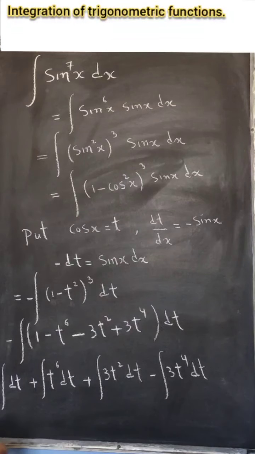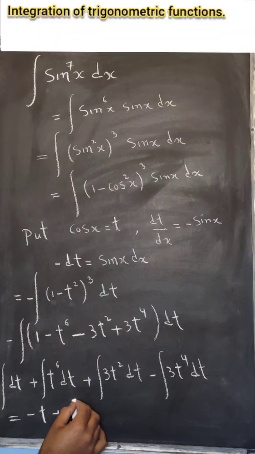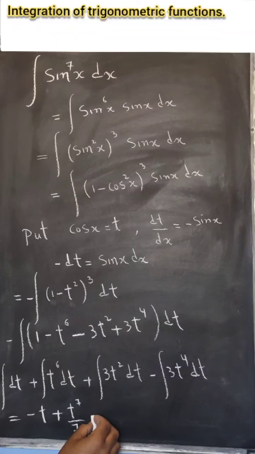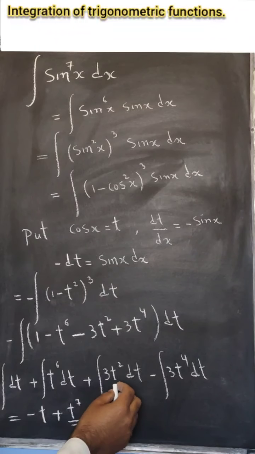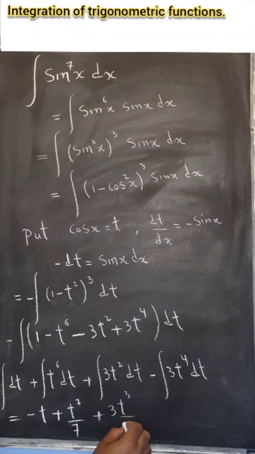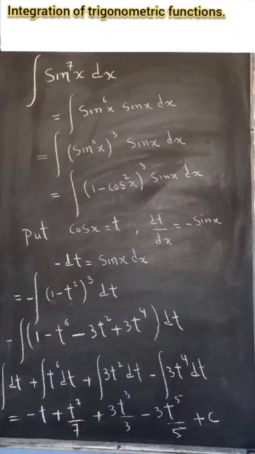That is further equal to, now this is minus times integral dt, that is equal to t, plus t raised to power 6, that is t raised to power 6 plus 1, that is t raised to power 7 divided by 7, plus 3 is constant, integration of t square is t raised to power 3 divided by 3, minus again 3 is constant, integration of t raised to power 4 is t raised to power 5 divided by 5, plus constant of integration c.